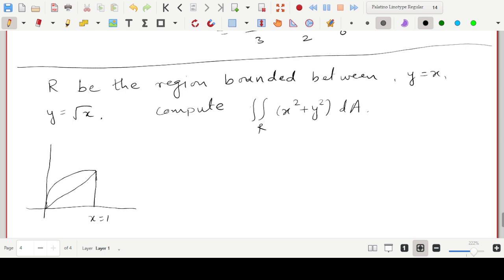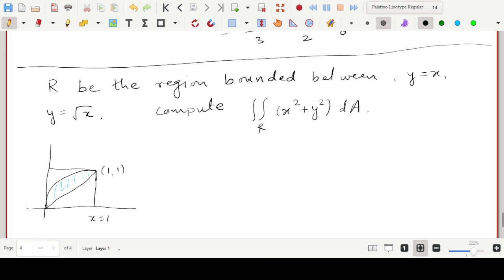Observe that when x is equal to 1, y is also equal to 1. So the point 1 comma 1 lies on this line, and also on this curve y equal to square root of x, because when x equal to 1, square root of 1 is 1. So 1 comma 1 lies on both the line and the curve. So we want to compute this integral in this region, all right, good.